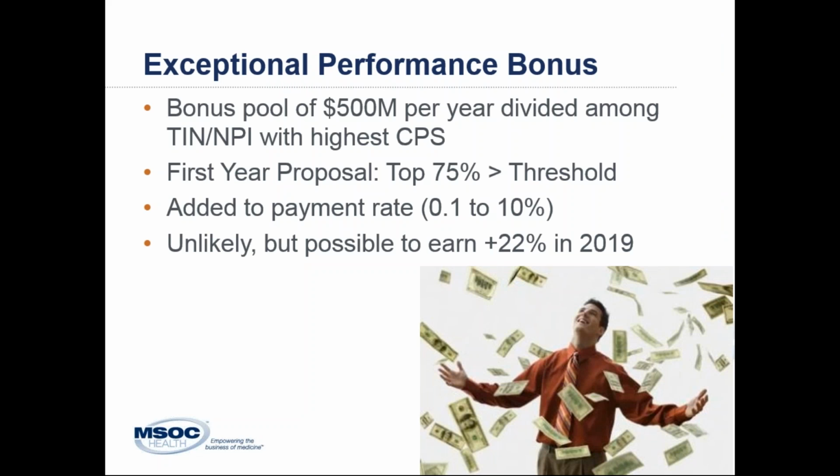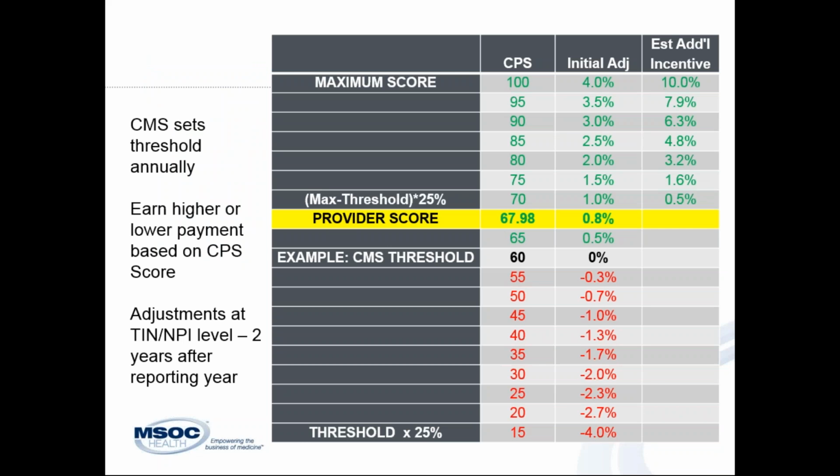So there's this exceptional performance bonus, which is made up of a bonus pool of $500 million every year divided among the tax ID number NPI combinations, the providers that have the highest composite performance score. They're proposing that they're going to give that money out to any provider that is in the top 75% of providers above the threshold. So if we looked at this one, for example, that if 60 was the threshold, the 25th percentile is 70, and everybody who gets more than 70 is going to get some additional incentive money on top of whatever they're getting because of their performance score.